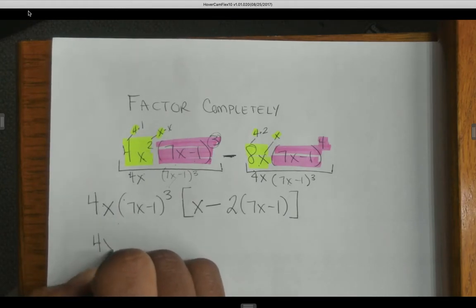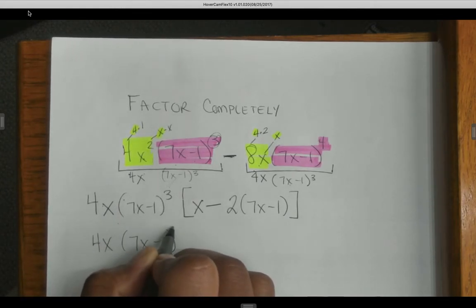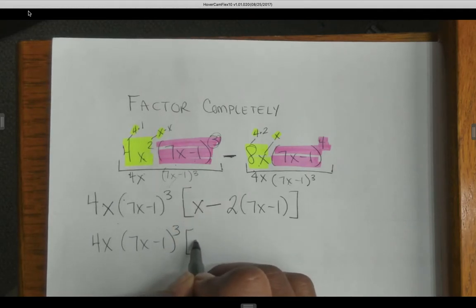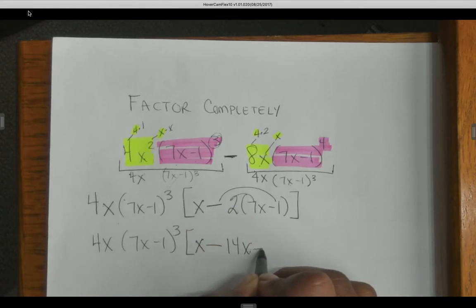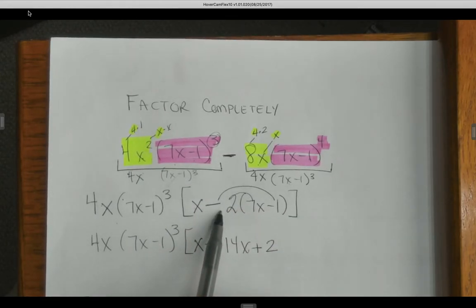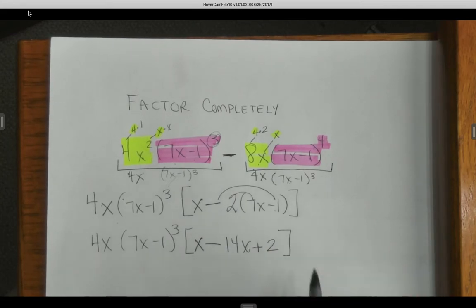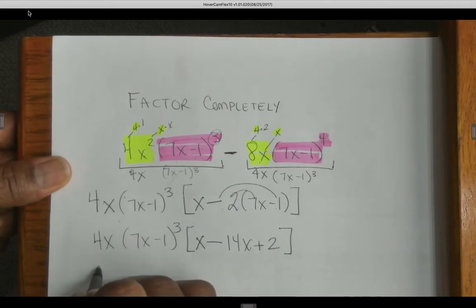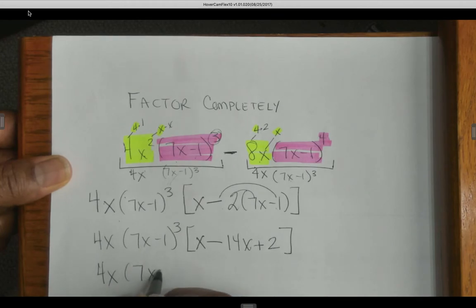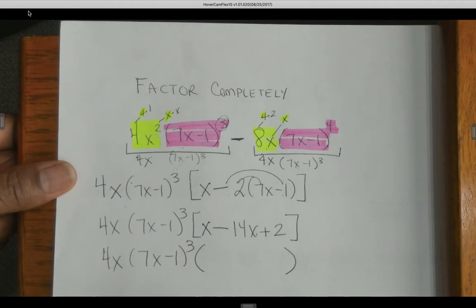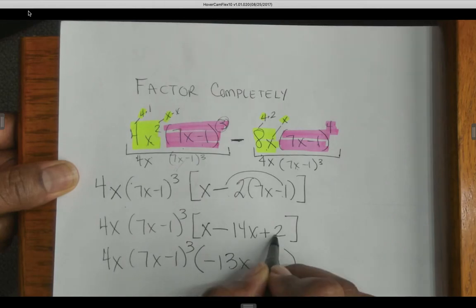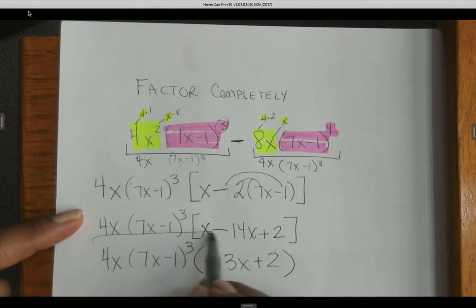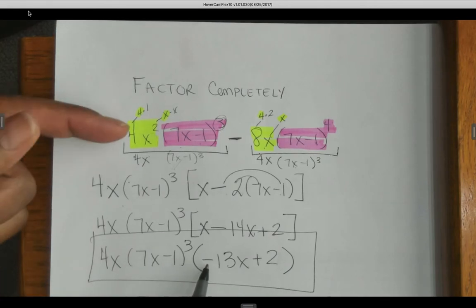So I'm going to rewrite this, 4x, 7x minus 1, that's my GCF. And then in the parentheses, I have x minus 14x minus a negative 1. Minus 2 times negative 1, so a positive 2. And then, again, all these pieces on the outside that I'm factoring, just left here. Inside, I'm just going to use parentheses now that I don't have a lot of stuff here. 1x minus 14x is negative 13x, and then the plus 2. So this is my completely factored form of this original expression.